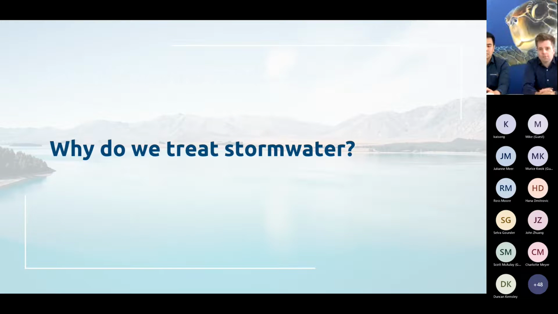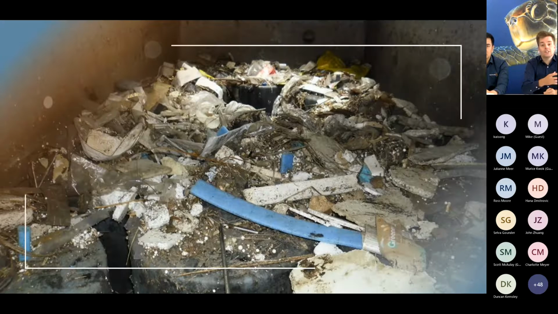I think first, though, it's important to recognize why we treat stormwater. Why do we put in these structures, these devices, whether it's a proprietary device or a rain garden or a wetland? Why do we put these in place? This is a photo of the inside of a storm filter on State Highway 16. And without any treatment structure, all of that would flush straight to the Waitemata Harbour.